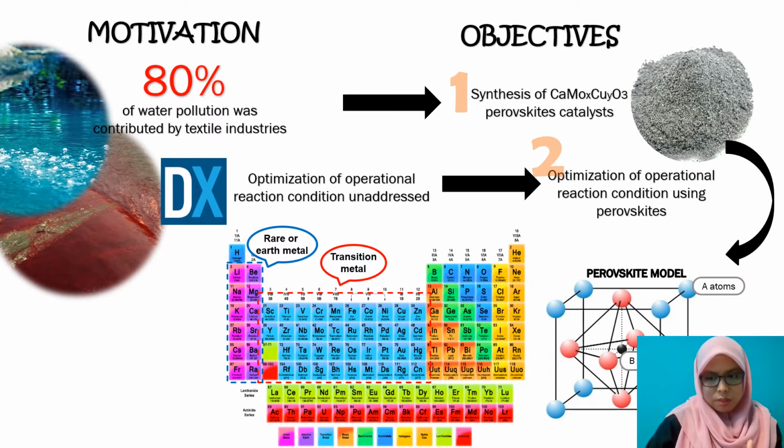Briefly, what is a perovskite catalyst? A perovskite catalyst is a combination of ABX3, in which A is a rare earth metal, B is a transition metal, and X is from the halide groups. For example, X can be oxygen, nitrogen, or sulfur.